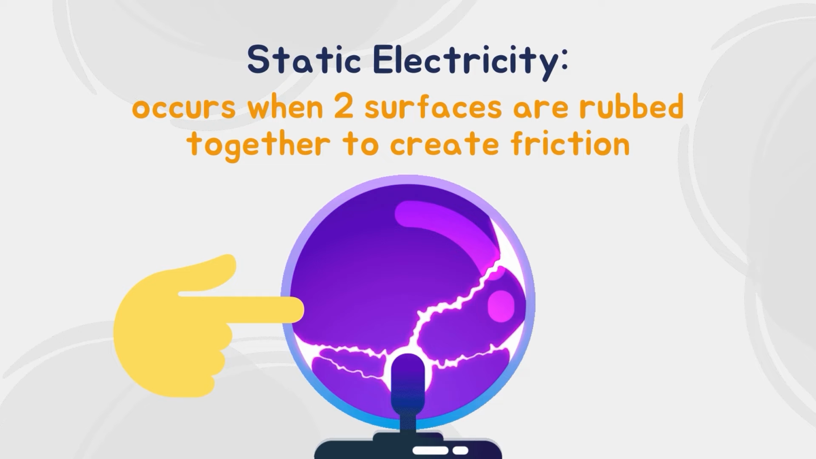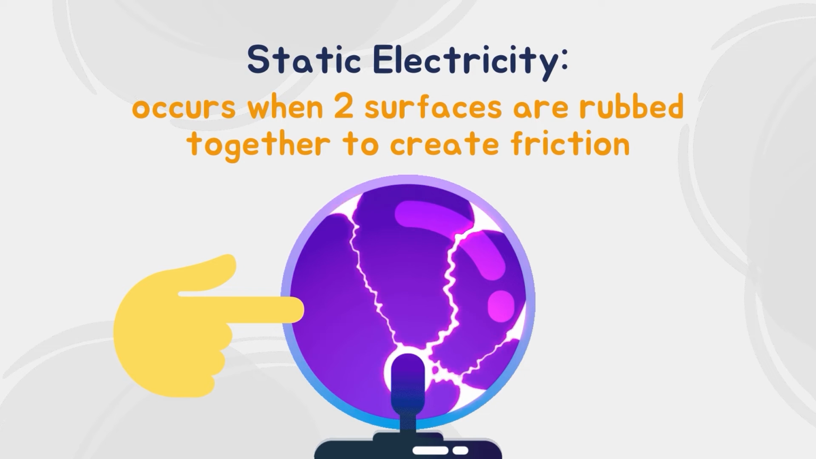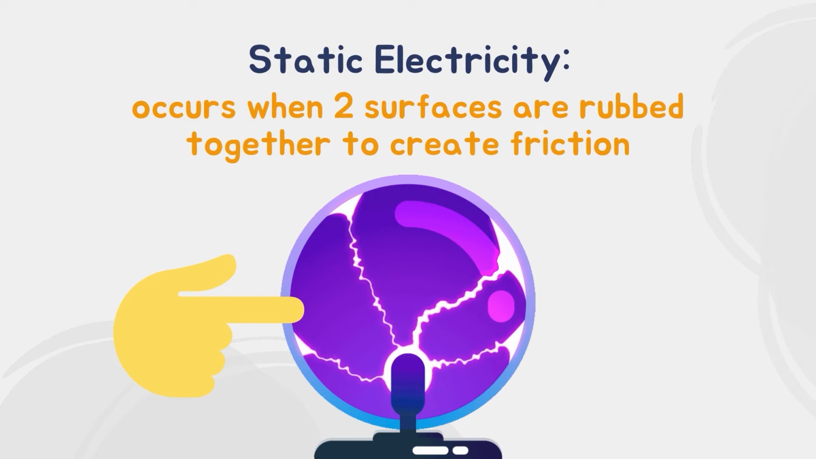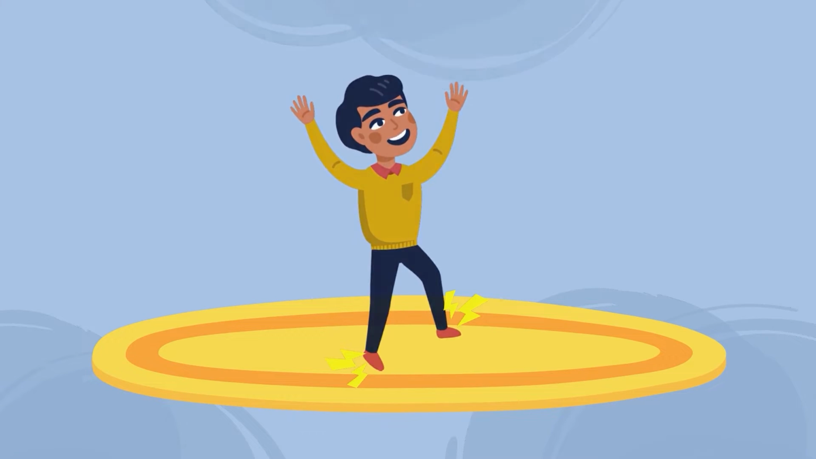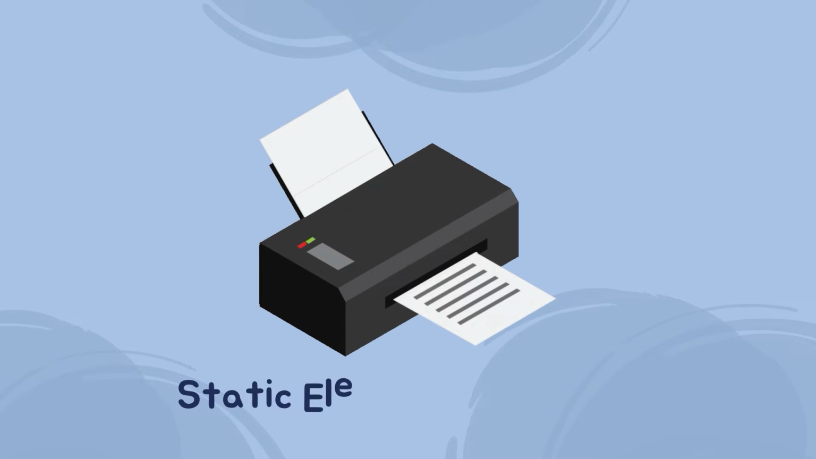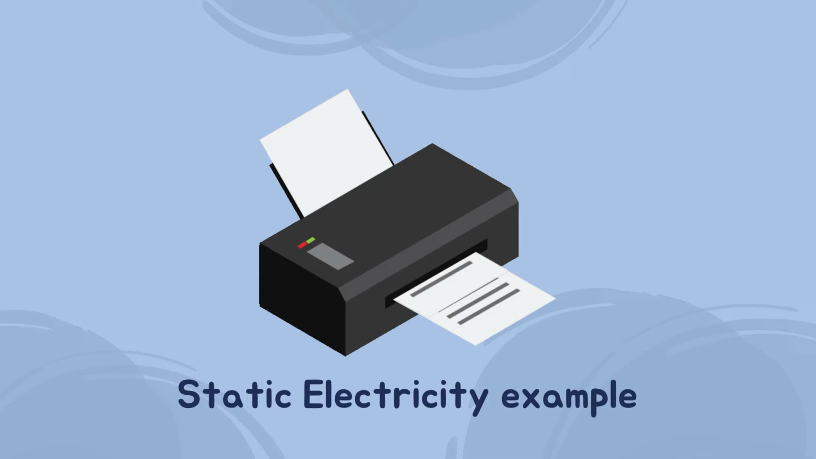Static electricity occurs when two surfaces are rubbed together in order to create friction. This is why sometimes when we rub our feet on the carpet and touch something suddenly, we feel a spark or a small shock. Static electricity can be found in printers. The electrical charges cause the ink to be attracted to the paper.